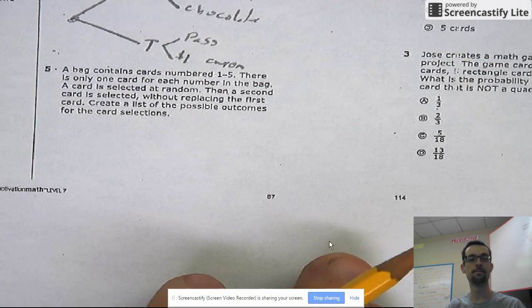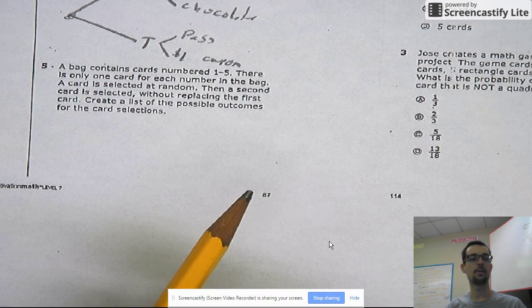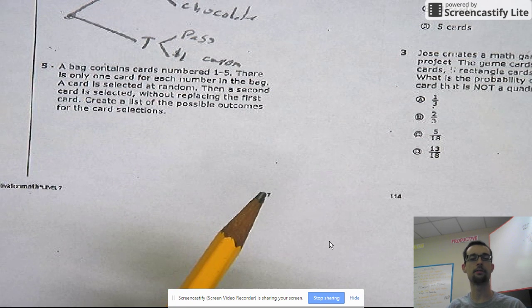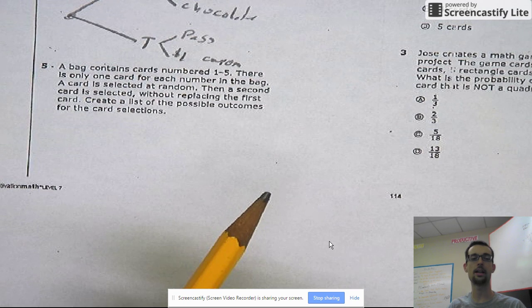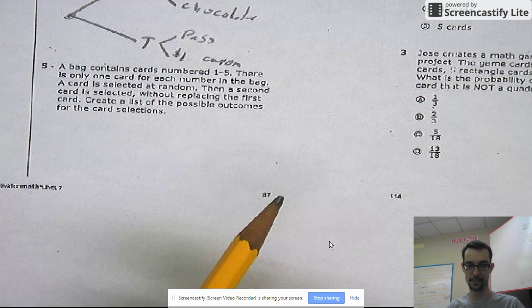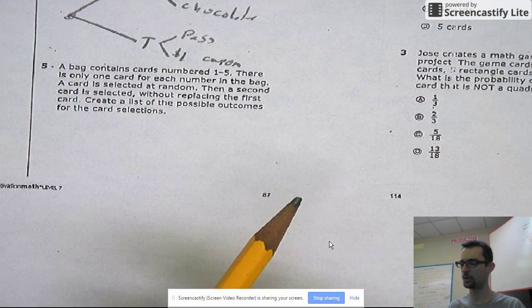All right, number 5. A bag contains cards numbered 1 through 5. There's only 1 card for each number in the bag. A card is selected at random, then a second card is selected without replacing the first card. Create a list of the possible outcomes for the card selections. All right, I'm going to create a list this time. Good, okay. We haven't done that yet, so it's good that we're doing that.